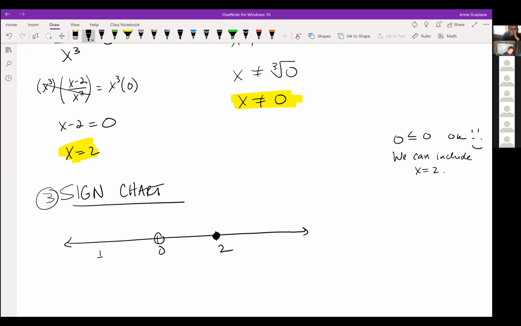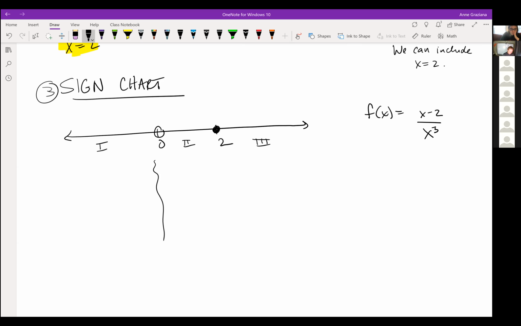So now I have 3 regions to check. And again, let me write my function down again. It's x minus 2 over x cubed. So I have 1, 2, 3. All right. So why don't you guys go ahead and do this? Check numbers yourself. Pick a number in the region, plug it in your function, see what you get for your sign chart. I'll give you like a minute and a half to do it.